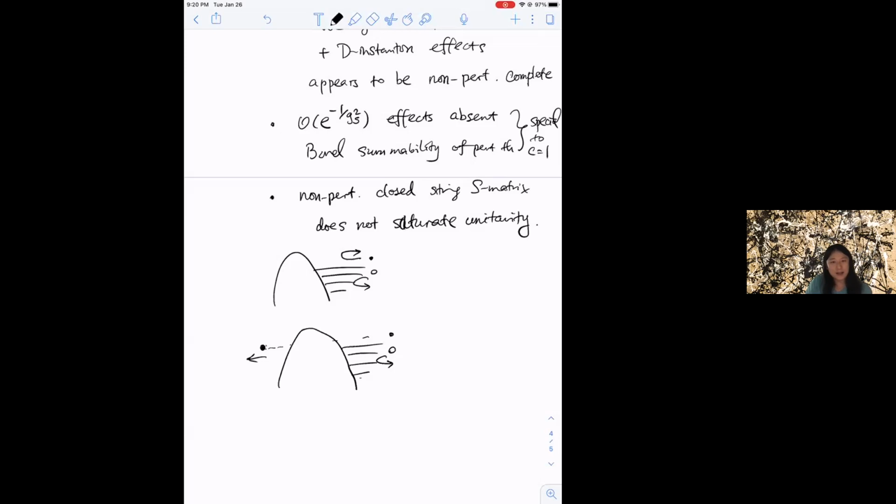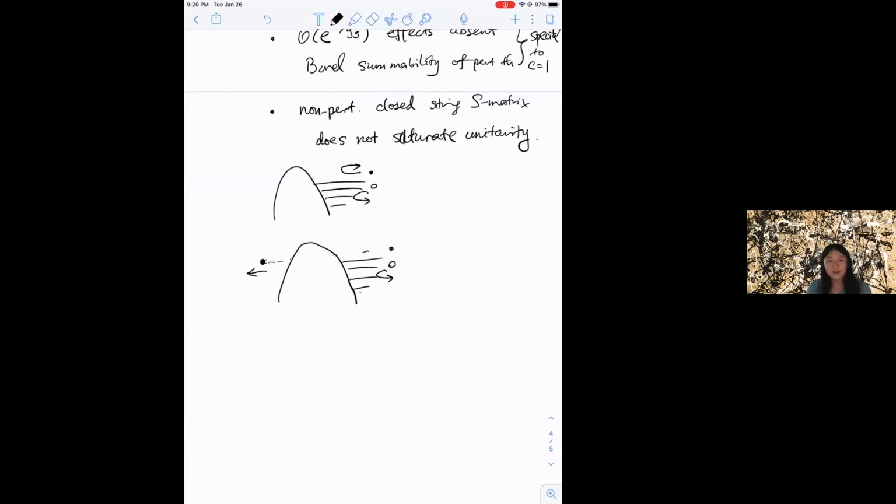So this doesn't look like a closed string state. And this is the reason why this non-perturbative corrected S matrix does not quite saturate unitarity, but that's not an inconsistency. And it would be desirable to understand what these states are in c equals 1 string theory.